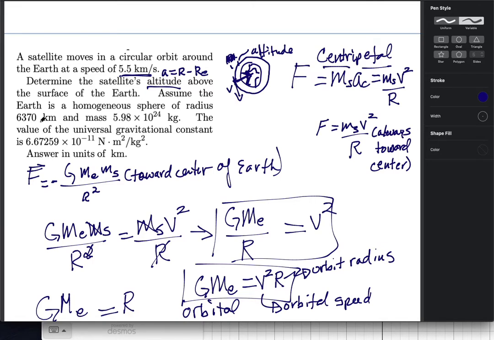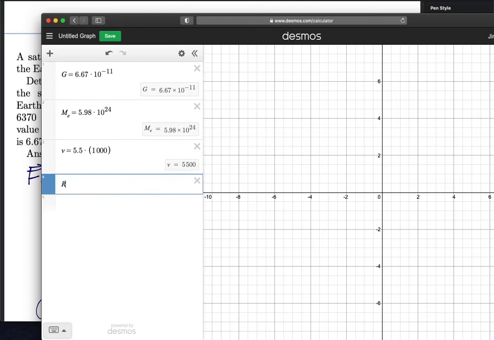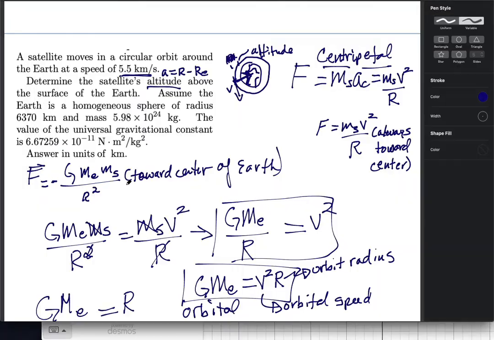So let's put V here, and that's 5.5, but that's in kilometers per second. So what we need to do is multiply by the number of meters in a kilometer, which is 1,000 meters per kilometer. So that's 5,500 meters per second. That's pretty fast. And then R sub E for Earth, 6370.